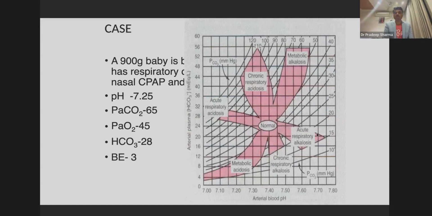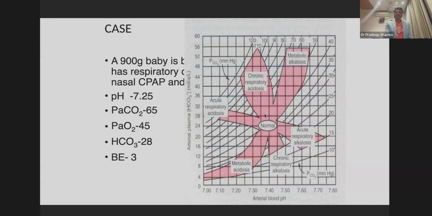So you can use this acid base map where you will put the pH. So this is the 7.25 pH and the PCO2 is 65. So this is a CO2 value 65 and the bicarb is 28. So my arrow is at the point that is matching the pH, PCO2 and bicarb. So this is acute respiratory acidosis.